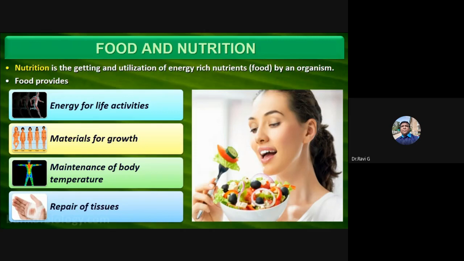Food provides energy for life activities. It also provides materials for growth. So food provides us energy for life activities, the materials required for our growth, and it also helps in maintaining body temperature. So the maintenance of body temperature is also one of the activities of food. Food also helps in the repair of dead and worn out tissues. So these are all the different functions of food.